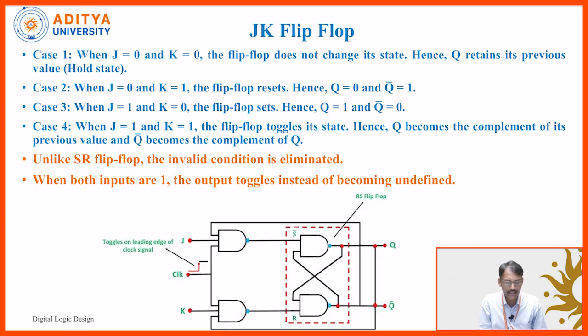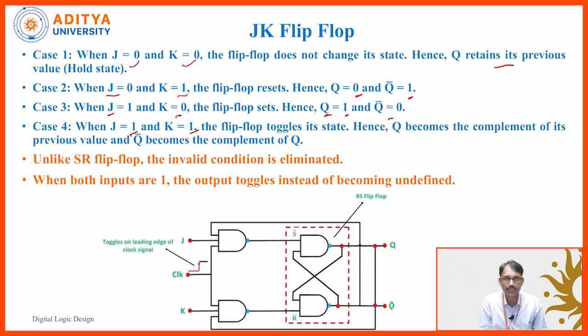Now, these are the 4 cases again. Case 1 is j is equal to 0 and k is equal to 0. Here the flip-flop does not change its state and q retains its previous value, which we call the hold state. In case 2, j is equal to 0 and k is equal to 1, the flip-flop just resets. That means q is equal to 0 and q bar is quite the opposite, that is 1. And case 3, j is equal to 1 and k is equal to 0. So q simply follows the j. So j is equal to 1, that is why q is equal to 1 and q bar is equal to 0. And finally, this is the 1 1 condition, which is the invalid condition in SR.